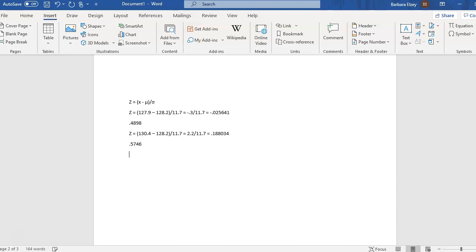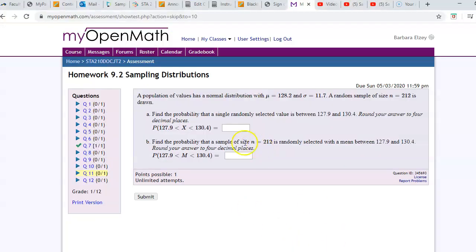All right, now to get the final probability that we put into my open math, since this is a between problem, we always subtract bigger number minus smaller number. And if you ever subtract and get a negative, you know that you actually put them in the wrong order. So 0.5746 minus 0.4898, and we get 0.0848. So that's what goes into my first one here, 0.0848.